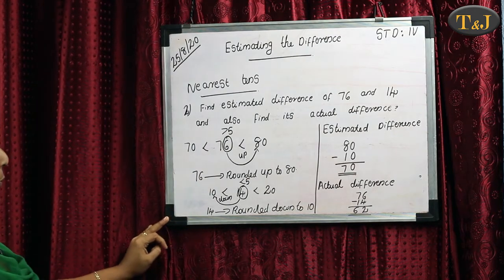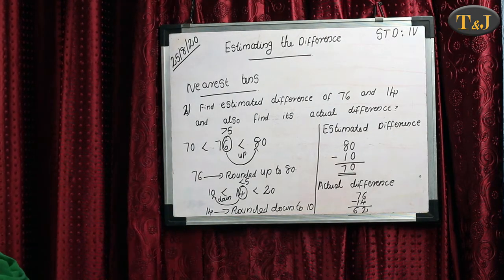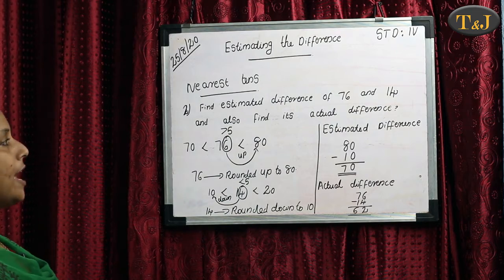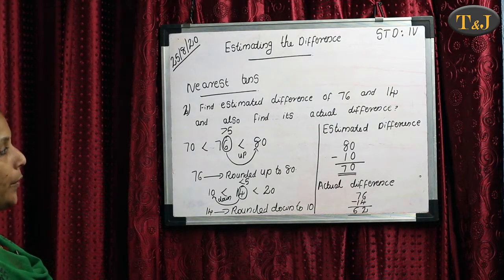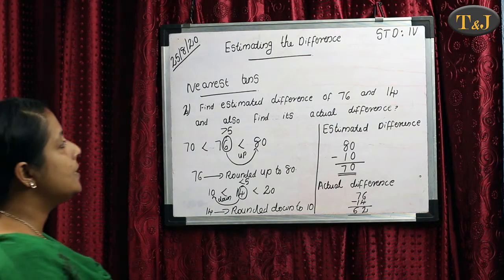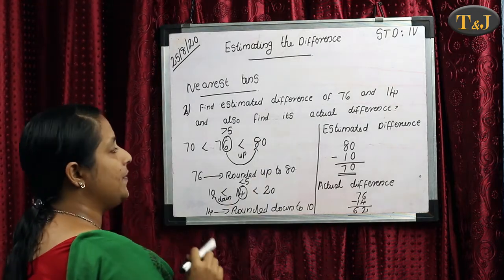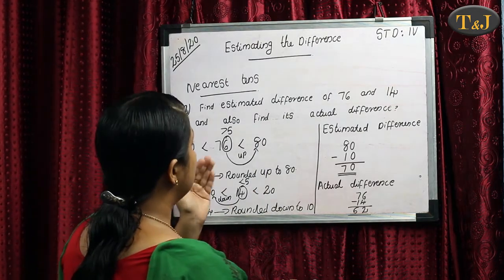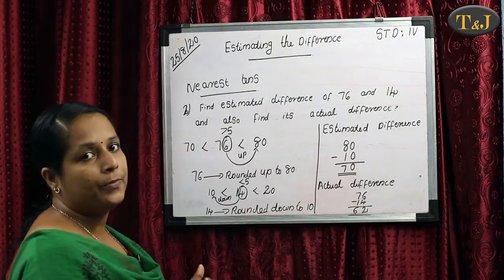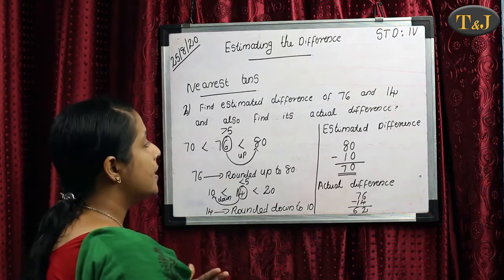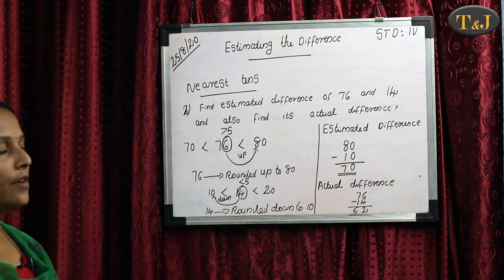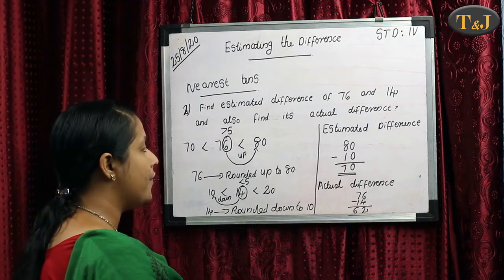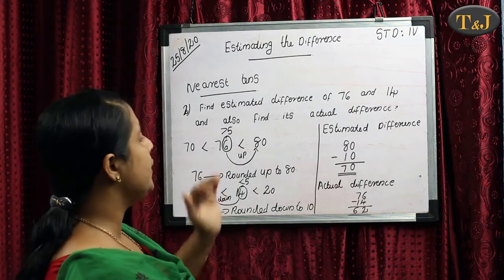Once again I explain the problem. Find the estimated difference of 76 and 14 and also find out its actual difference. First we are taking the value 76. We know that 76 lies between 70 and 80. Next we are taking the ones place value. Ones place value here is 6. So is it greater than 5 or less than 5? Yes, it is greater than 5. So it is rounded up to 80.